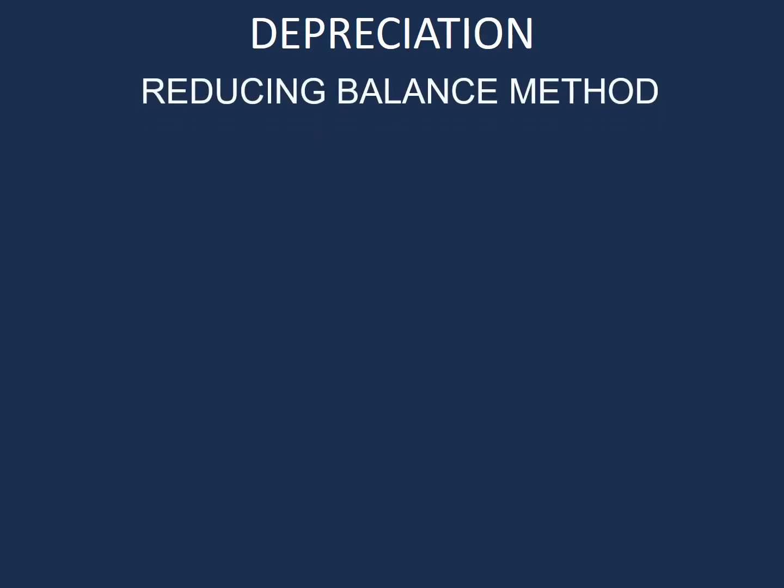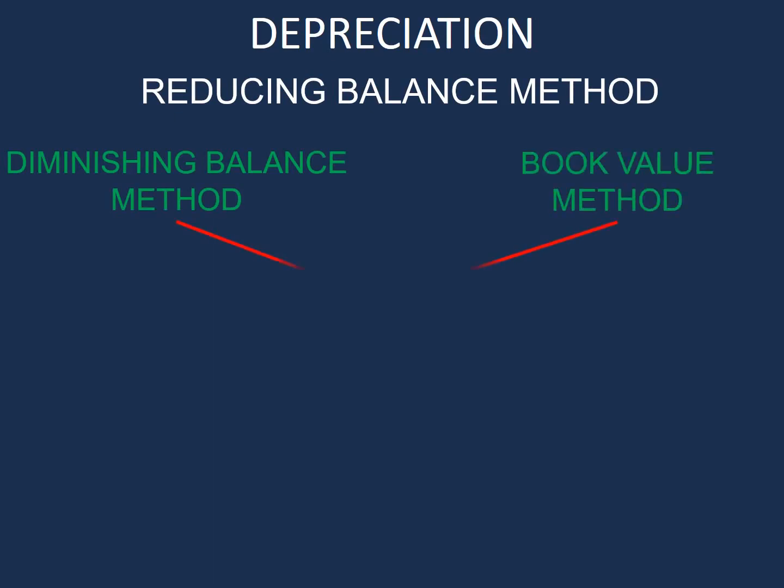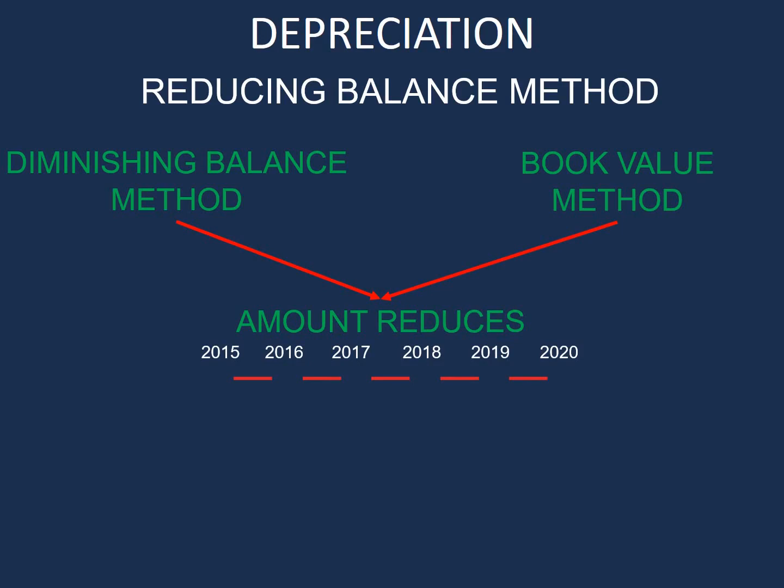Our last depreciation method will be the reducing balance method. This is also known as the diminishing balance method or the book value method. And this is where the depreciation amount reduces each period. For instance, in 2016, the depreciation was 8,000, while in 2017, the depreciation is 6,200. For 2018, the depreciation is 4,400. And in 2019, the depreciation is 3,100. So you can see every year the amount reduces.